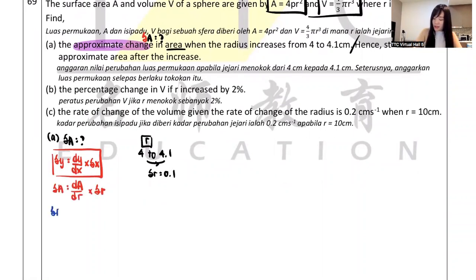So now I want to find delta A. Delta R is already known, 0.1, and I need dA/dr. How do I get dA/dr? I better have an area formula, which they already give you.